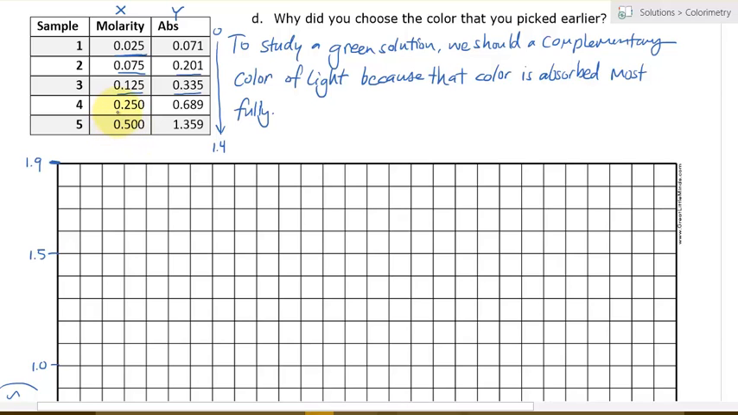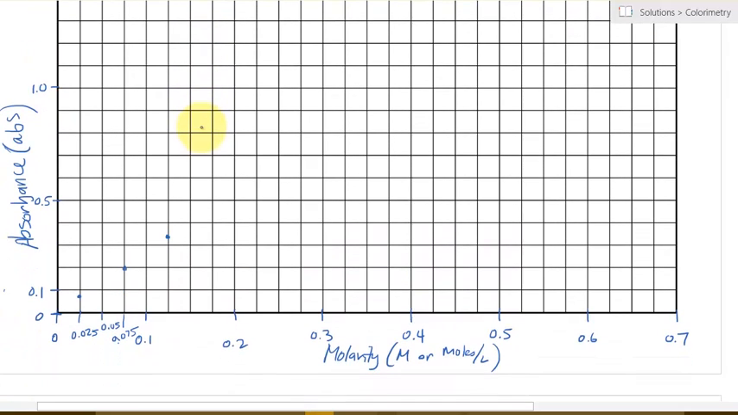The next molarity is 0.25 molar, and our absorbance there is 0.689. Okay, so 0.25 puts me way over here. All right, this would be 0.25. And then the absorbance was 0.689. So 0.6 is right about here. 0.7 is right about here. It's pretty close to 0.7, so right about there. Right, so 0.689 would be a point right about there.